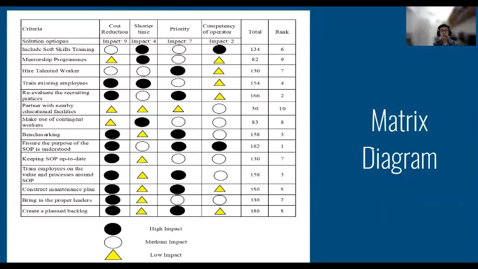Next, to evaluate the solutions, we will use the matrix diagram. On the matrix diagram, we set criteria that will be put into consideration for evaluating the proposed solutions. Lower costs, cost reduction, shorter time, priority, and competency of operator are the criteria.